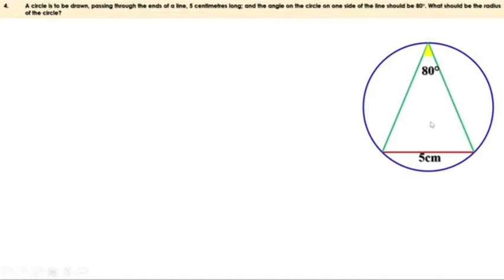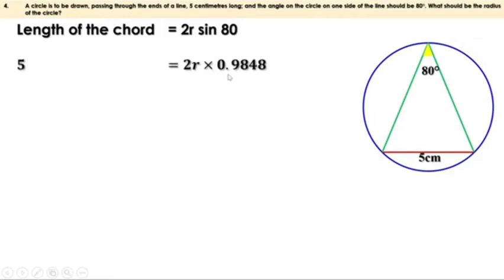That is your question. So length of the chord is equal to double of radius into sine of half the central angle. That is your property. That is, length of the chord is equal to 2r sine 80 degree. Isn't it? Length of the chord is given. 5 is equal to 2r sine 80 degree. Sine 80 degree will be given. So 5 is equal to 2r into 0.9848. From this we have to find r, not 2r.